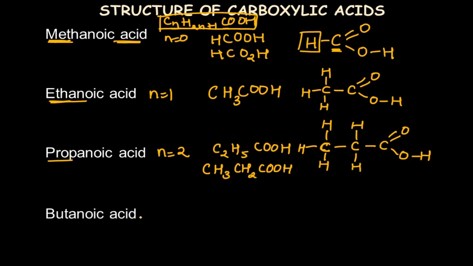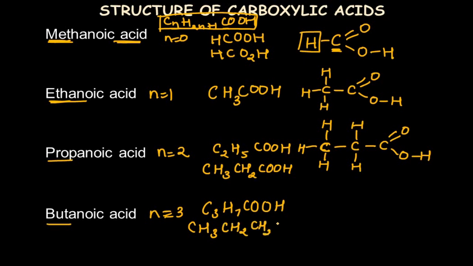The next member is butanoic acid, with a total of 4 carbon atoms. But gives 4 carbon atoms. So n is equal to 3 in the case of carboxylic acids, making C3H7COOH the molecular formula, or the structural formula you can write as CH3, CH2, CH2, COOH.